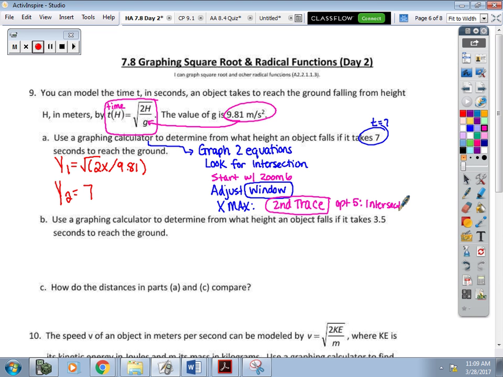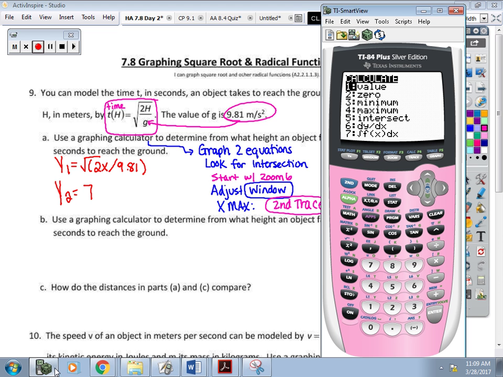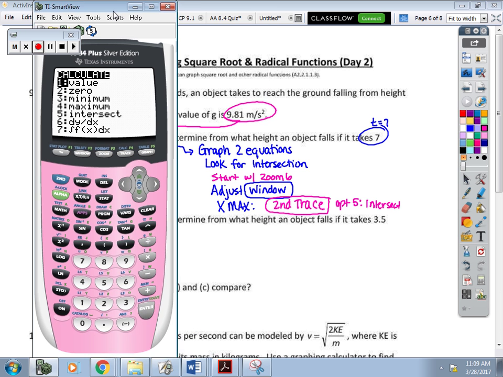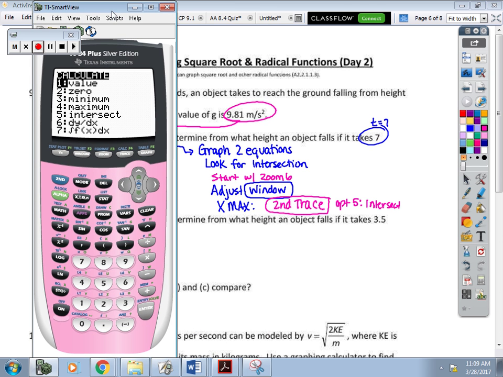Now, it asks you several questions at that point. Move this over here. So for the second trace, we press option 5. It's going to ask you first curve, second curve, and guess. You can just hit enter for 2 out of the 3, because you only have 2 curves, so your calculator will automatically distinguish between the 2.